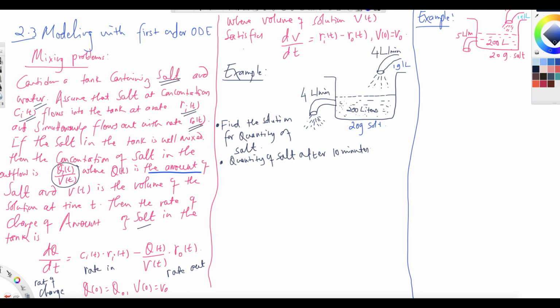In this situation, whatever amount is coming in, the same amount is going out, at the same rate. That means the volume of the solution in this tank will be the same, 200 liters, all the time. So the question here is: find the solution for the quantity of salt. What will be the equation? What will be the solution function for the quantity of salt?